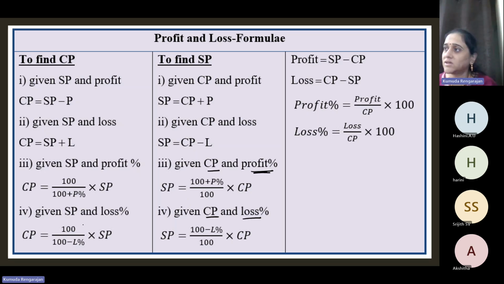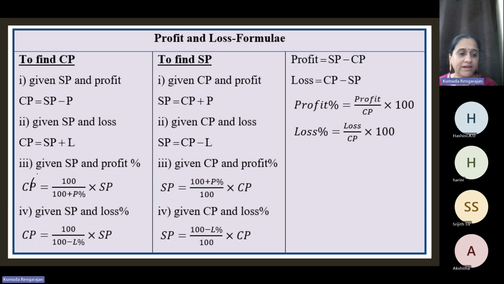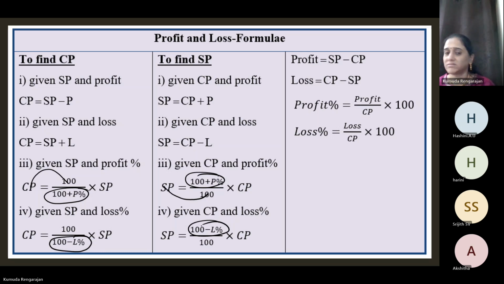Isn't it easy to remember? It's just the opposite. This fraction is inverted here, that's all. If it is CP, then it will be into SP. If it is SP, it is into CP. For CP, write 100 in the numerator. For SP, write 100 in the denominator. 100 plus profit percent, 100 minus loss percent.